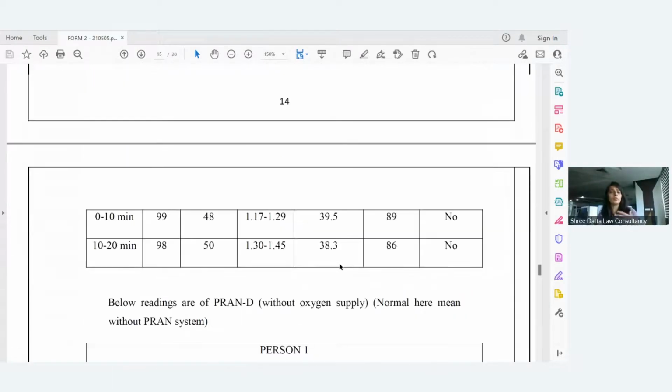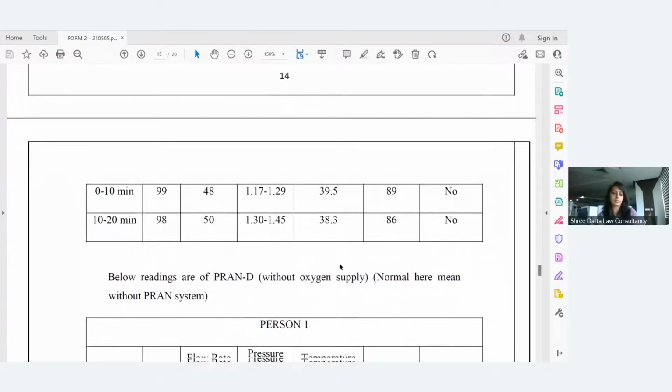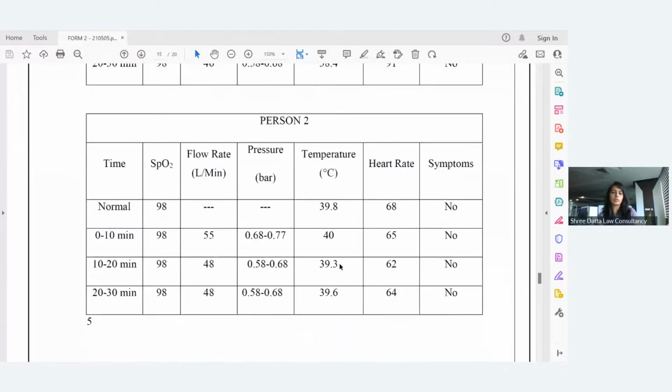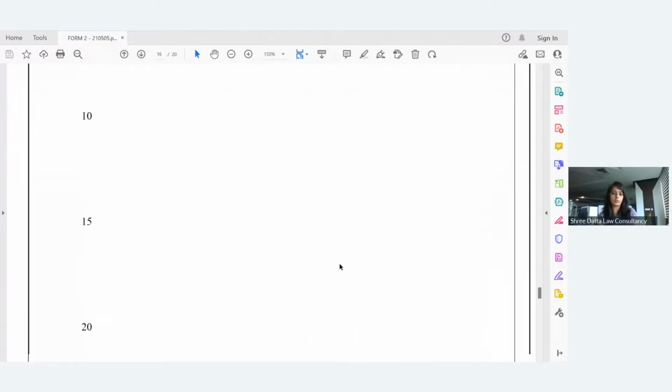Then for any device, if you are performing some testing, you can also give that data in table format, and any results you can also give in table format. So all these details they have given.